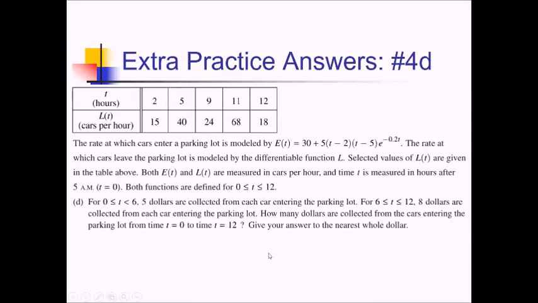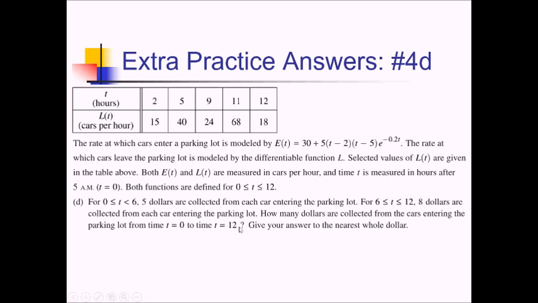For this last part of the problem, they're telling us from time 0 to 6, $5 are collected from each car entering, and from time 6 to 12, the price goes up to $8. We want to know how much money is collected from cars entering between times 0 and 12. So in general, if you want to know how much money is collected, you need the price per car times the number of cars. To get the number of cars that enter, we can just take the integral of this E of t function like we did on some of the problem parts earlier.